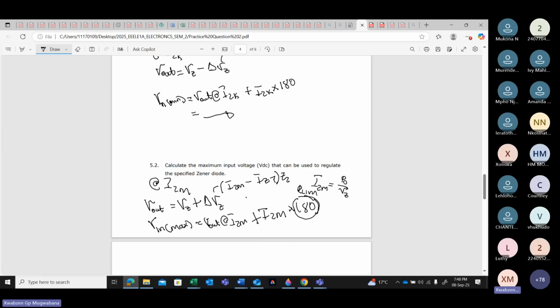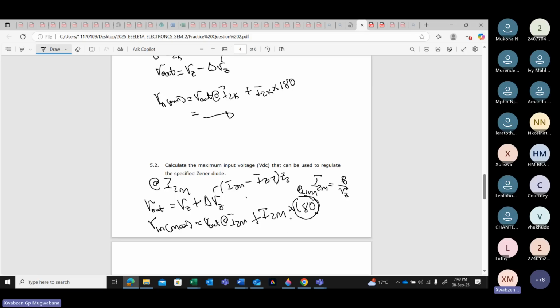For you to calculate the limiter, we need the maximum value that we can use so that even the current, it comes in any direction. This resistor will be able to limit that current when it is high, which means we must go all the way maximum. Do you understand what I'm saying?